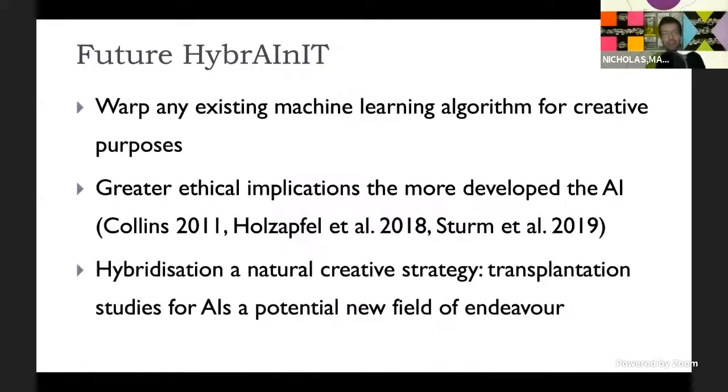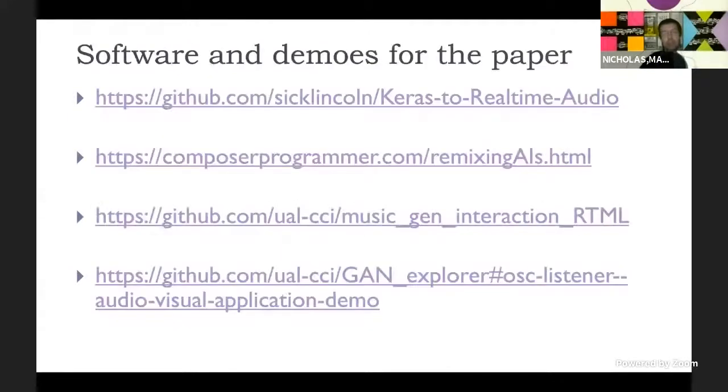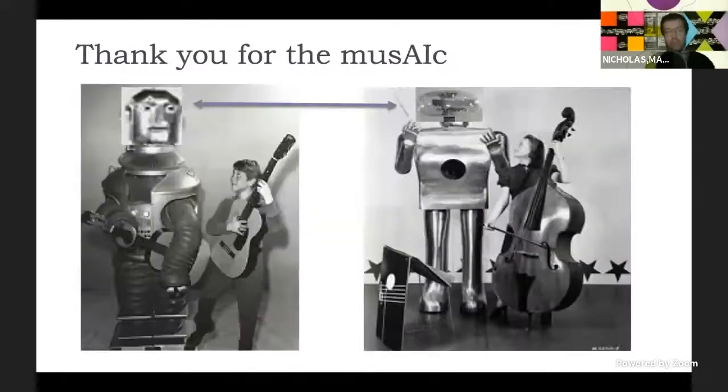Right, so I'm getting towards the end of the slides, and I want to get onto demos quickly if I've got time. So in the future, we might talk of warping any existing machine learning algorithm for creative purposes. And of course, there are ethical implications, but we'll skip over those for now. But there are lots of papers, I think, developing in the field considering these things. And hybridization is a very natural creative strategy. So we like the idea of transplantation studies for AIs as a new field of endeavor creatively. And all these links are also in the paper where you can get the actual software and demos.